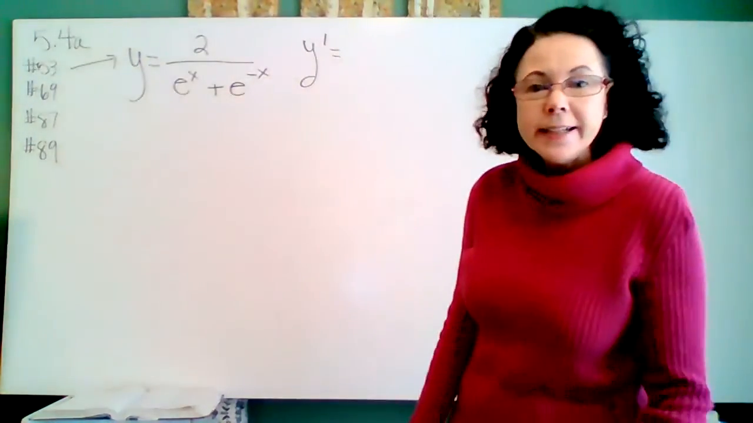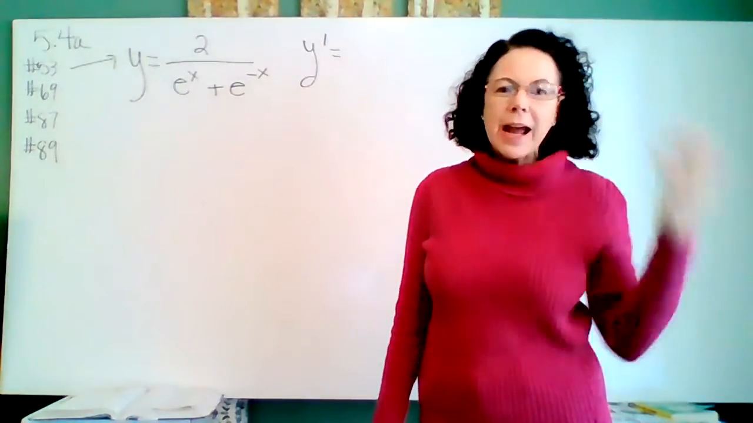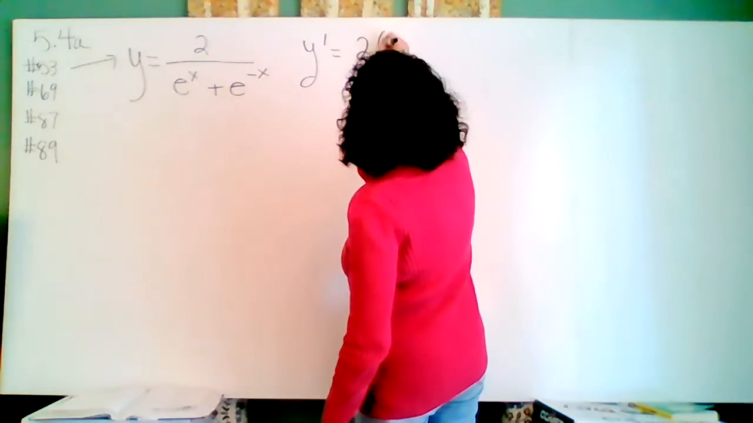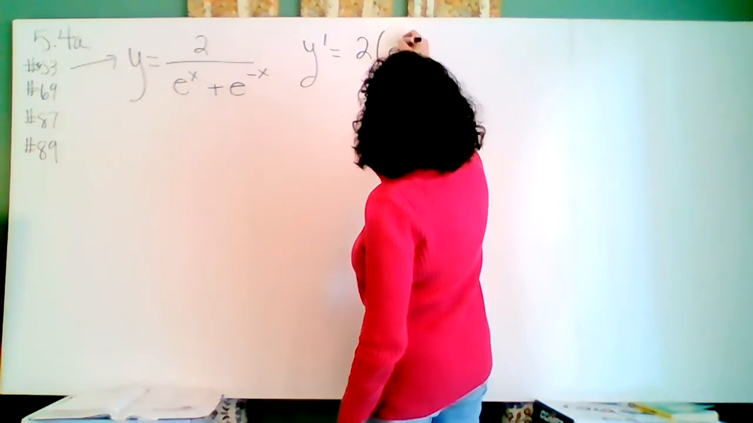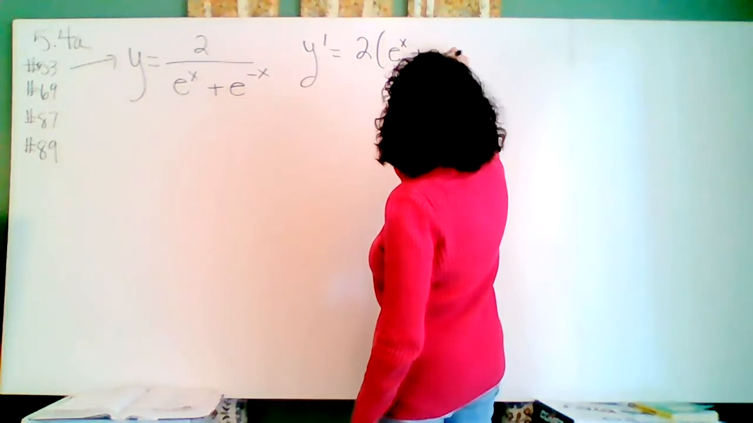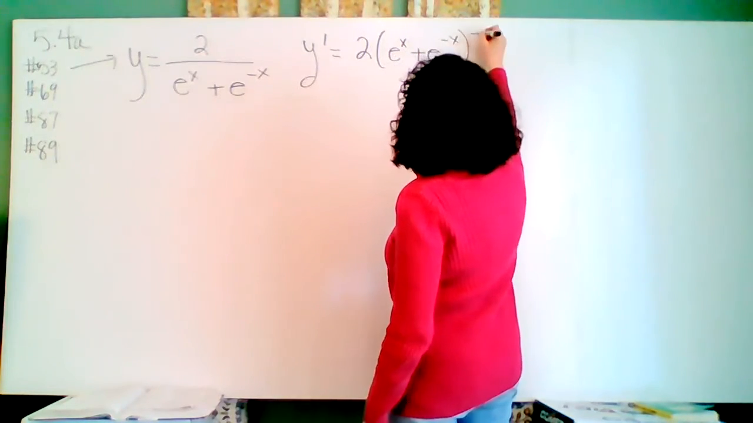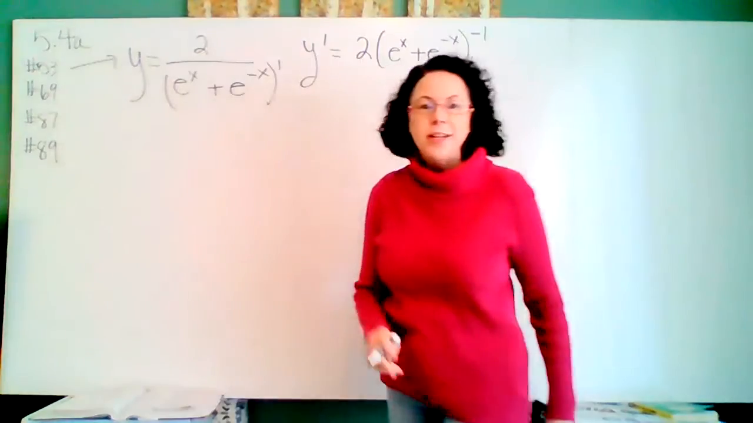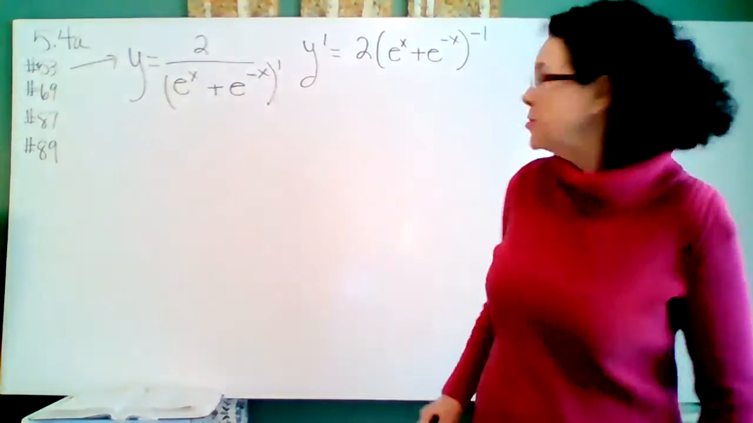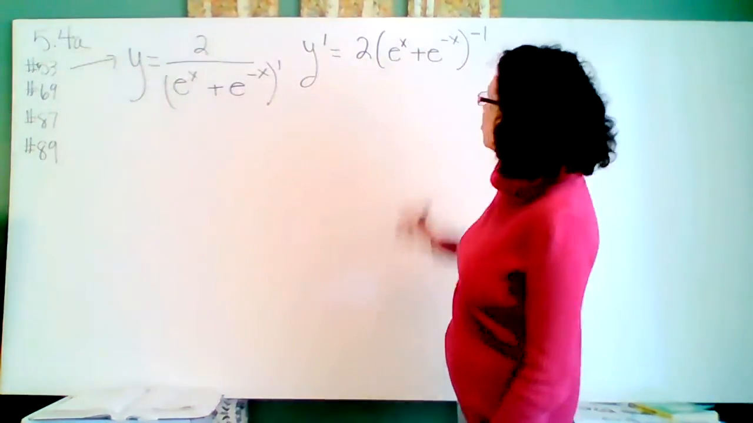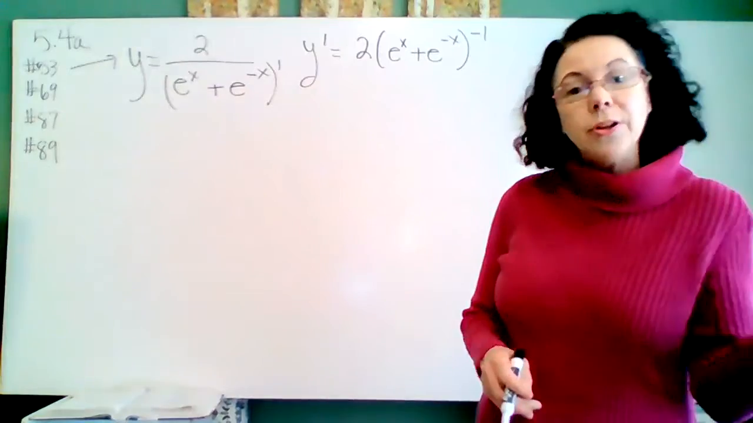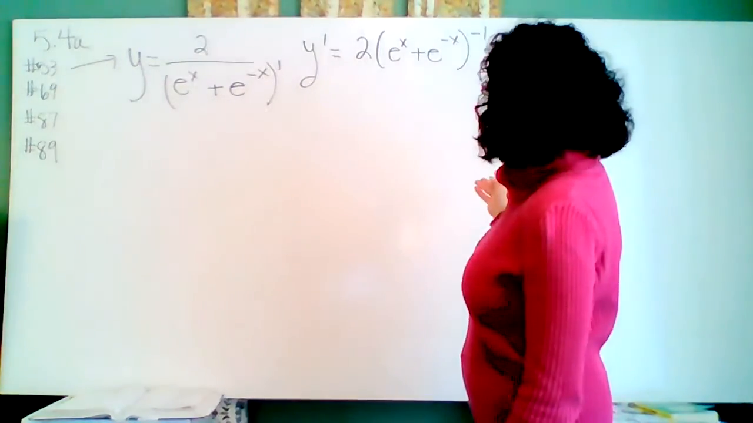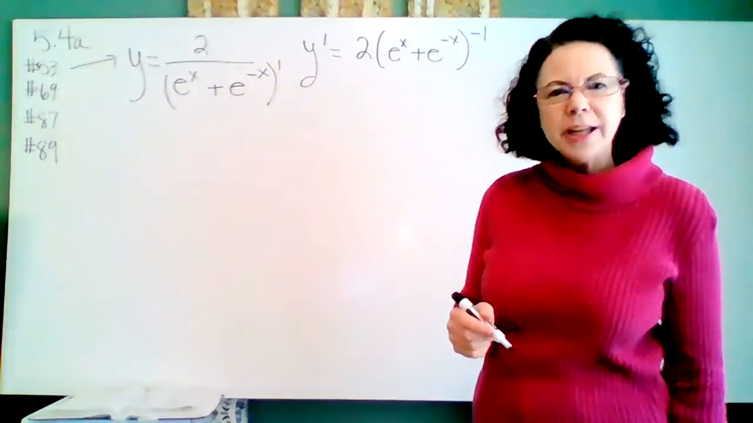You'll be fine if you use the quotient rule, but I think what I'd rather do is keep my 2 and then write my denominator. Right, so this was actually a crazy looking denominator to the first power. So I think I will write it in the numerator to the negative first power. Okay, then I really just have a constant and a chain rule here.